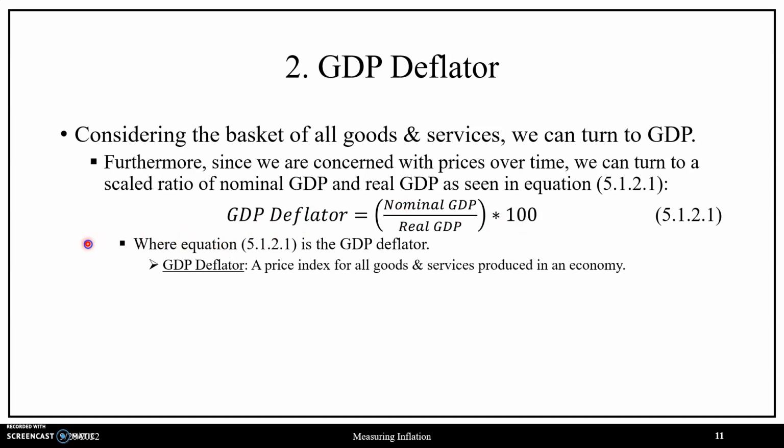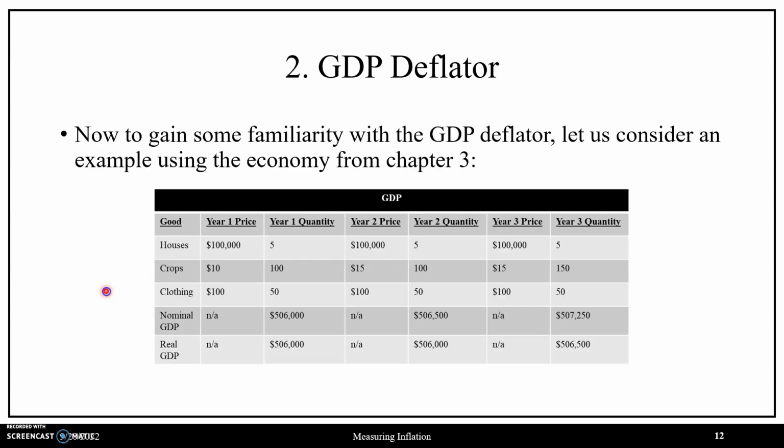And what this GDP deflator is, is a price index for all goods and services produced in an economy. And it is the broadest way to examine inflation, since once again, the basket of goods that we're considering is the basket of all goods and services, as opposed to an average basket of goods, such as what the typical consumer in an economy is purchasing.